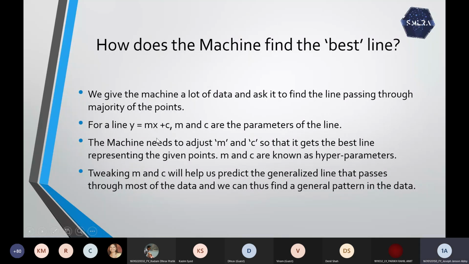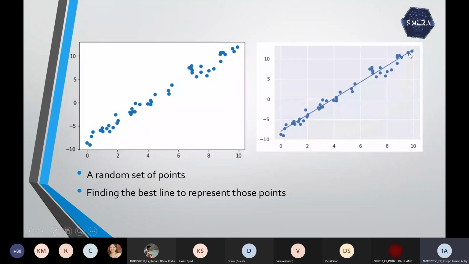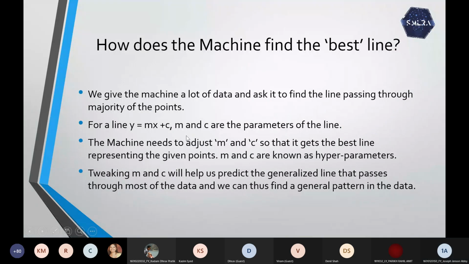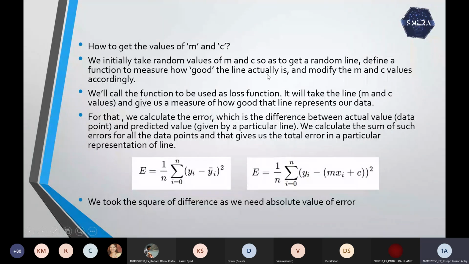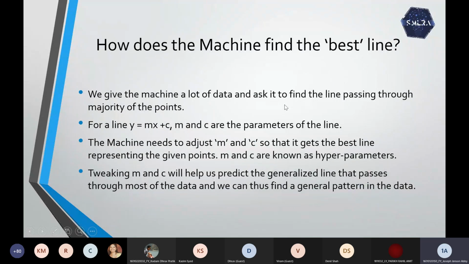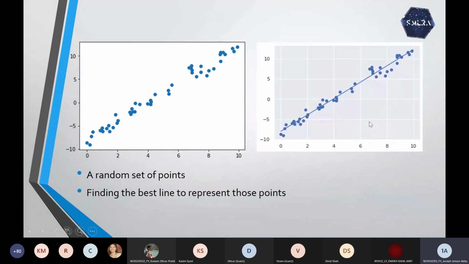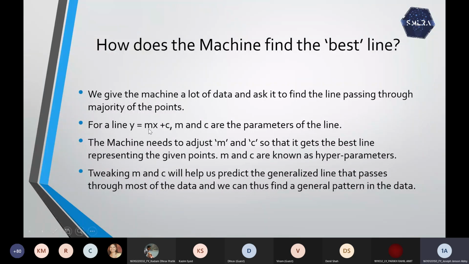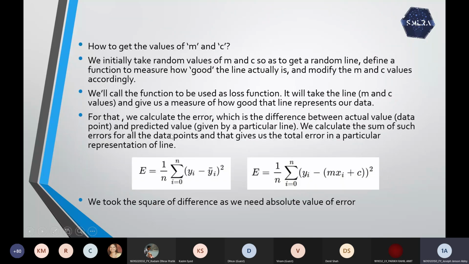This m and c are also called hyperparameters because we are adjusting this m and c, and based on this m and c, we are going to plot the line and get our linear regression line. So how do we get the values of m and c? Initially, we take random values of m and c, or we can take m equal to 0 and c equal to 0. So we get a straight line along the x-axis. And then we can tweak the value of m and c accordingly. We can increment or decrement the values so that the line matches the data which we have.